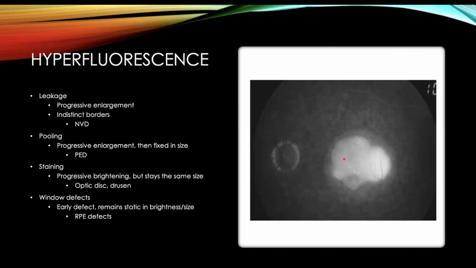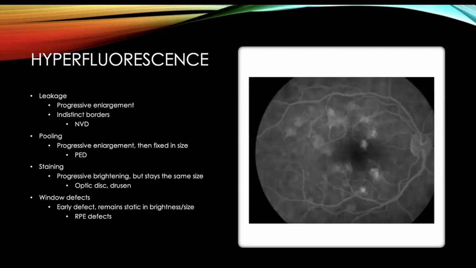Staining is a progressive brightening, but it stays the same size. You're not going to see staining with something like a CNV, but you may see it with ischemic vessels, for example, or you might see staining at the optic disc. You may see some staining around drusen, where these things will progressively get brighter, but they stay the same size, which tells you that there's no leakage.